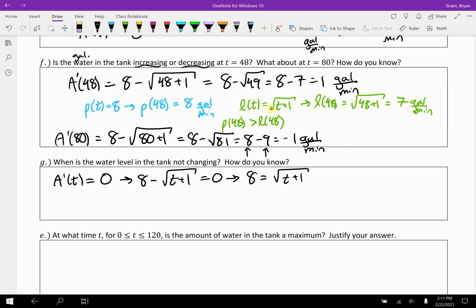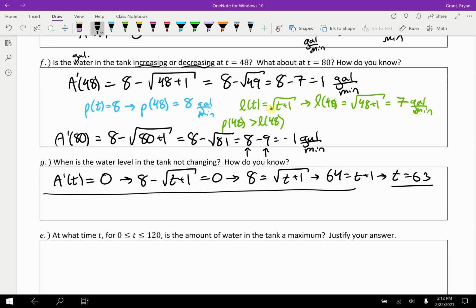Because if the rate in and rate out are the same, we just talked about this, then the overall amount is not changing because you're losing as much as you're adding. So there's a few ways to do this. You can realize the derivative must be 0 because the water level is not changing. You could also just straight set the two rates equal to each other. Either of those works, and then it's just a matter of solving, right? We square both sides, and we solve and end up at a time of 63. How do we know? We just justified with our work.